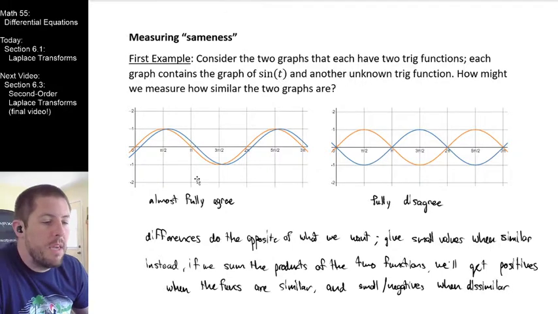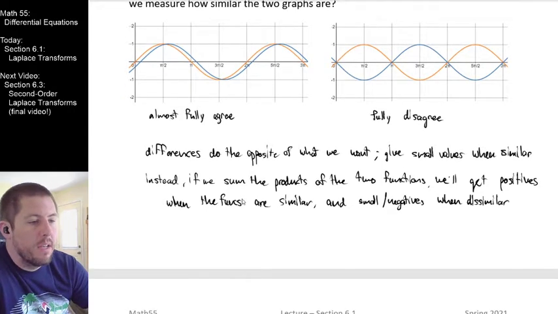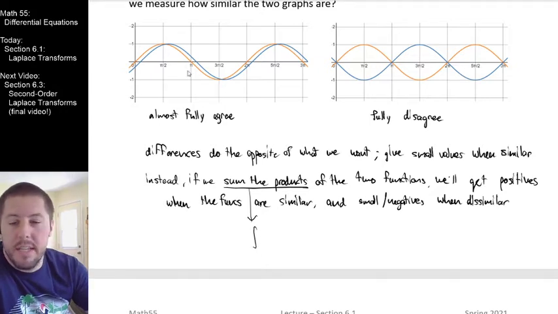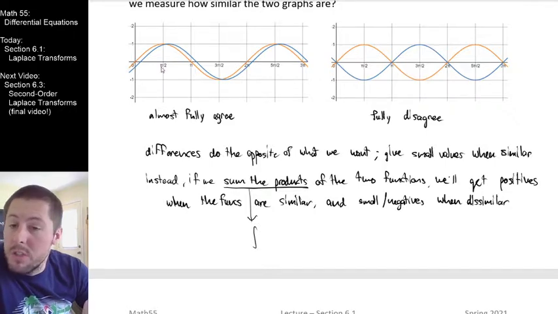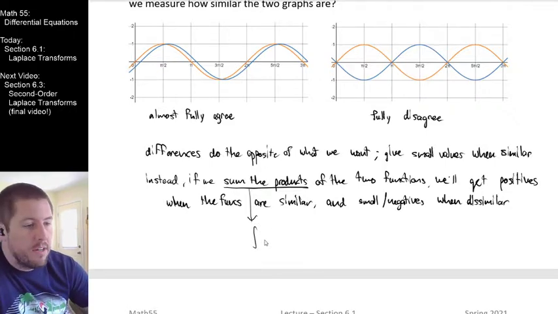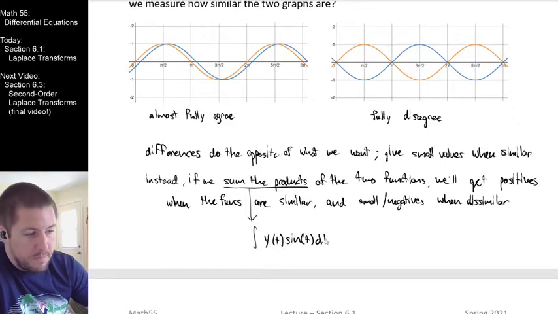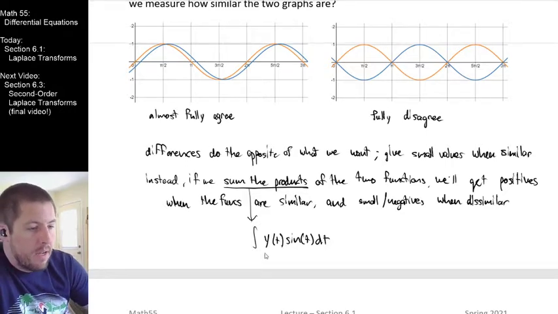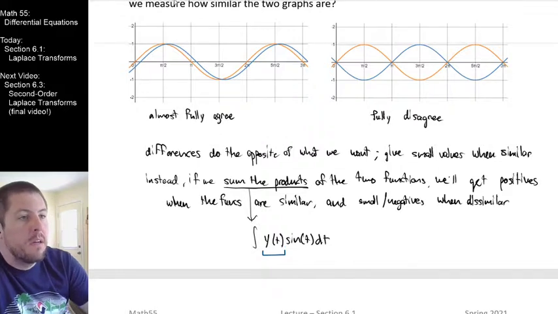And so it seems to me like a sum of the products is a good way to go of looking at these guys here. And that really means to me something like the integral of, and notice again here we had the orange function was sine of t, and the blue function was some unknown function right here. So here I might write this as the integral of y of t, the unknown function, times sine of t dt. Because the orange function was the sine of t, and maybe I can colorize this a little bit here for us.